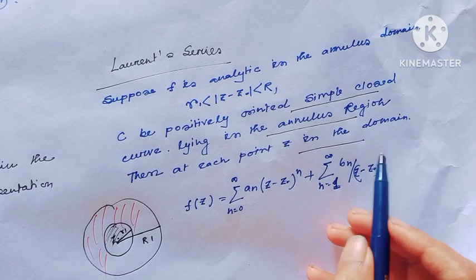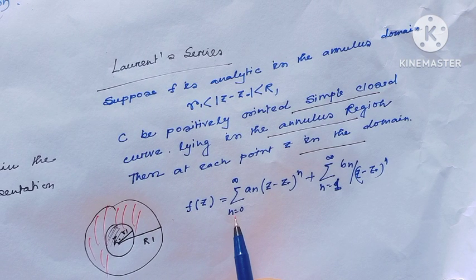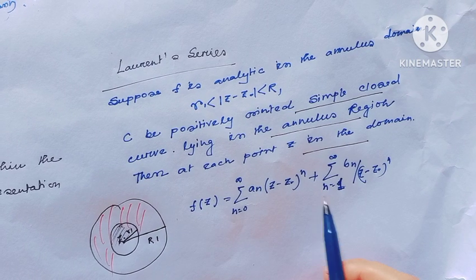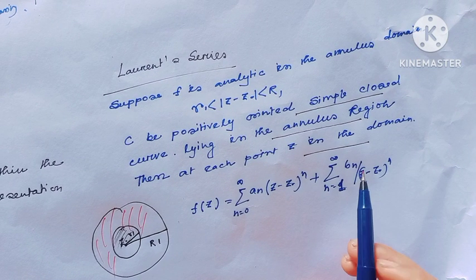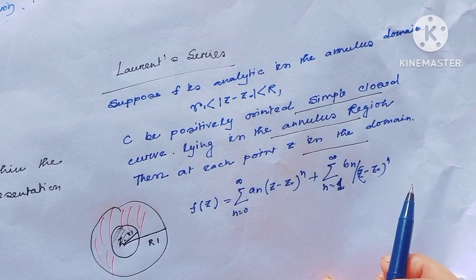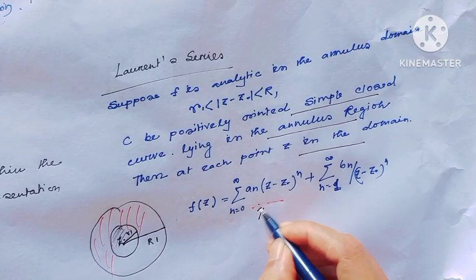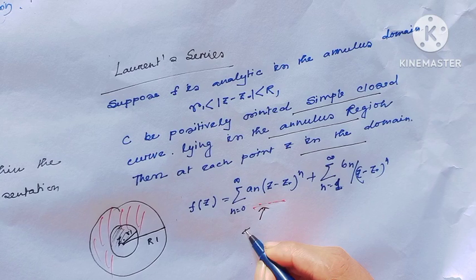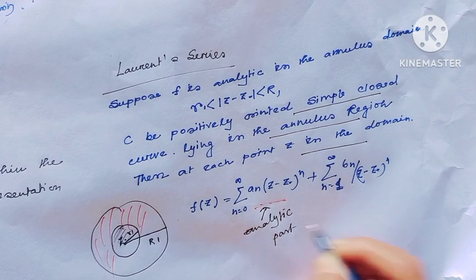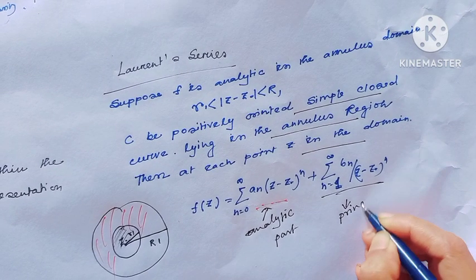Then at each point z in the domain, we have the Laurent series expansion f(z) = sum from n equals 0 to infinity of a_n (z minus z0) to the power n, plus sum from n equals 1 to infinity of b_n over (z minus z0) to the power n. This is the Laurent series expansion. The positive part is actually the Taylor series expansion, so this is called the analytic part. And the negative part is called the principal part.